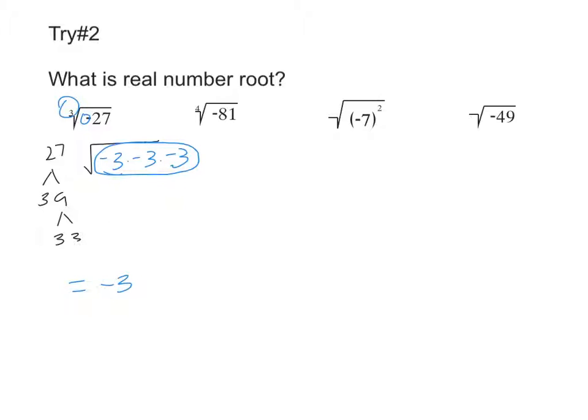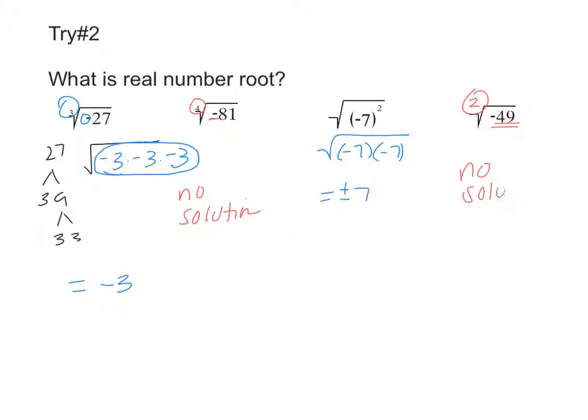On the next one, it is not possible to take an even root of a negative number, so this is no solution. The next one, this is really negative 7 and negative 7. It's a square root. So I'm going to say plus or minus 7. And then the last one, once again, it is an even root. It's not shown, but it's of a negative number. So again, it's no solution.